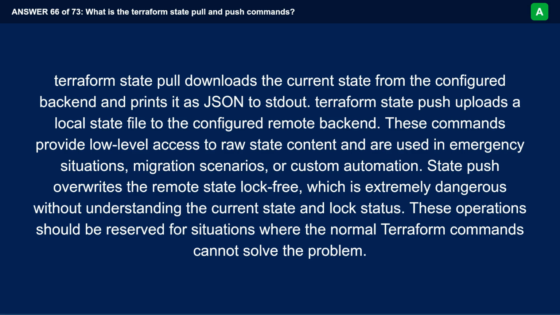Terraform state pull downloads the current state from the configured backend and prints it as JSON to stdout. Terraform state push uploads a local state file to the configured remote backend. These commands provide low-level access to raw state content and are used in emergency situations, migration scenarios, or custom automation.